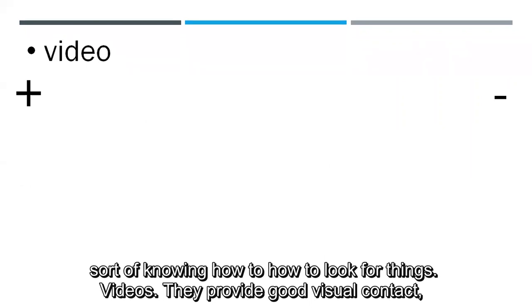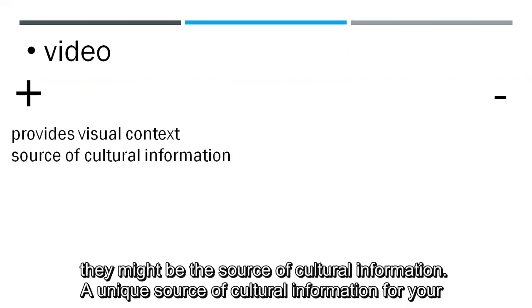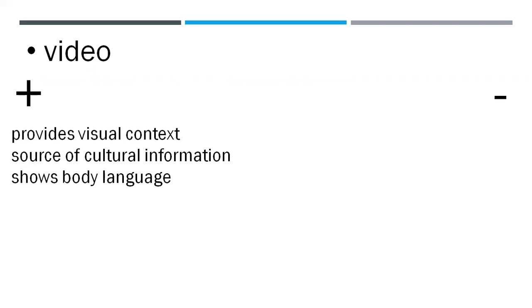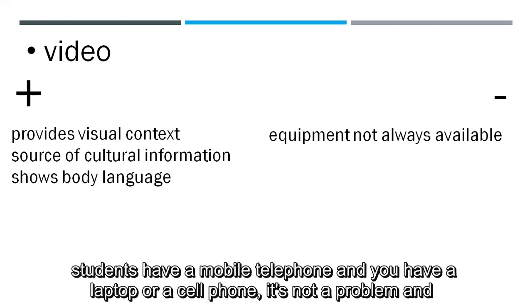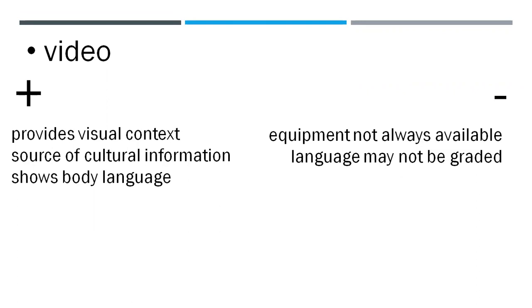Videos. Well, they provide good visual context. They might be a unique source of cultural information for your students, and they show body language, which is not available anywhere else. The equipment for the video might not always be available, although now, if your students have a mobile telephone and you have a laptop or a cell phone, it's not a problem. And very often, the language may not be that graded, especially if they are authentic videos.